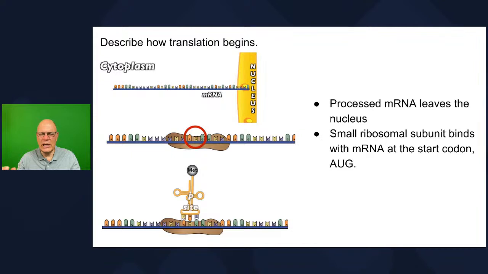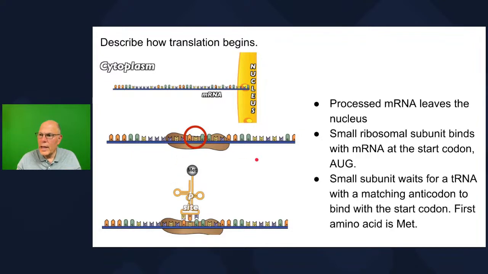I've reached AUG. Then the small subunit sits there, and a tRNA carrying the amino acid methionine, with the matching anticodon, comes in. This is AUG, so you have to think: A is going to bond with the U, U is going to bond with A, G is going to bond with C. So we've got this anticodon UAC that comes in and binds.